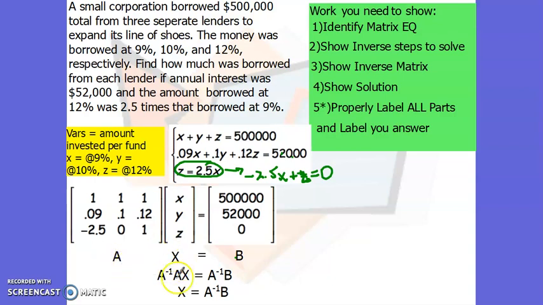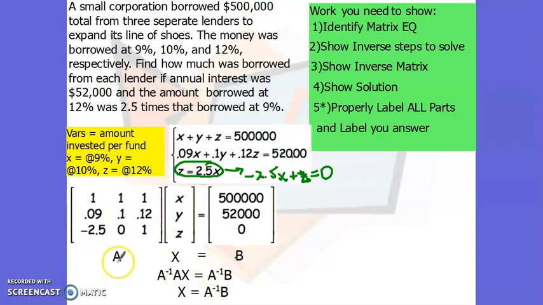Again, I took what we already had, A times X. We multiplied by A inverse on the left side. Remember, matrices aren't typically commutative. So since I multiplied by A inverse on the left, on the other side of the equation I also need to multiply by A inverse on the left. It needs to be the first matrix on both sides of the equation.